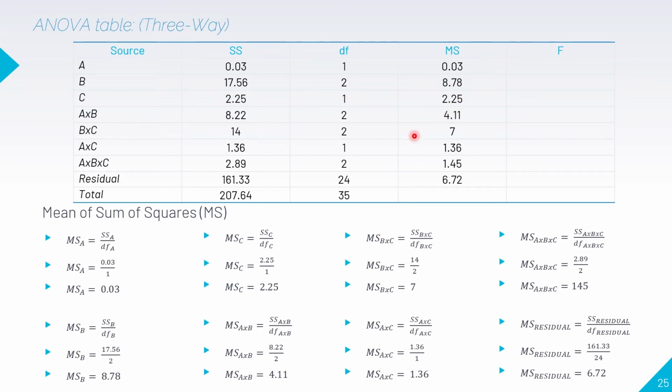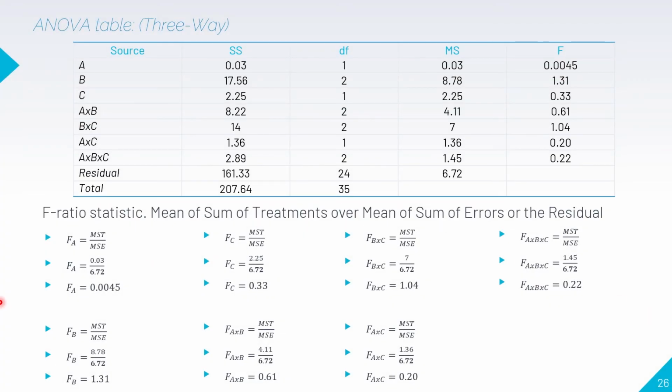Divide here, divide this one, divide. So this is the formula, and that's how we find our mean of sum of squares. Next, in finding our F ratio statistic, or the mean of sum of treatments over mean of sum of errors, or the residual, our residual there is 6.72. So our denominator is 6.72.